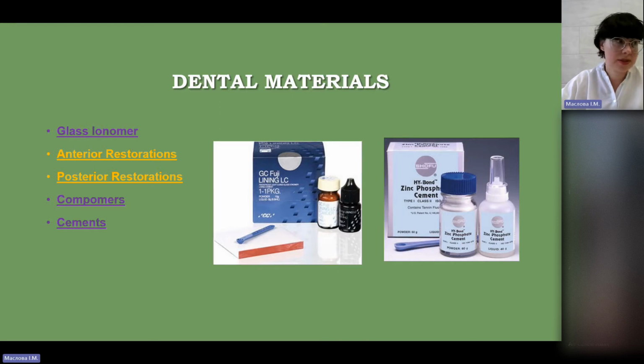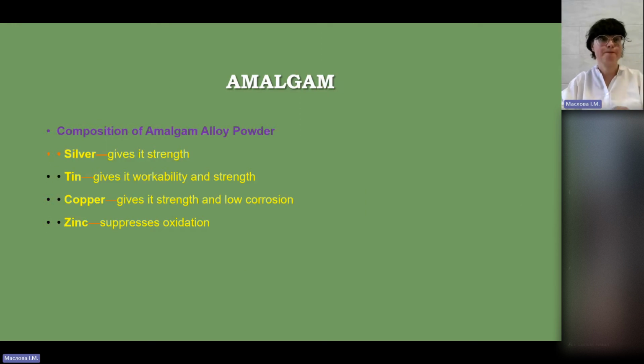Glass ionomer cements are divided into anterior restoration cements, posterior restoration cements, compomers, and simple cements. Amalgam, first of all, is a very widespread material in many countries. Composition of amalgam alloy powder: silver gives the strength, tin gives the workability and strength, copper gives strength and low corrosion, and zinc suppresses oxidation.